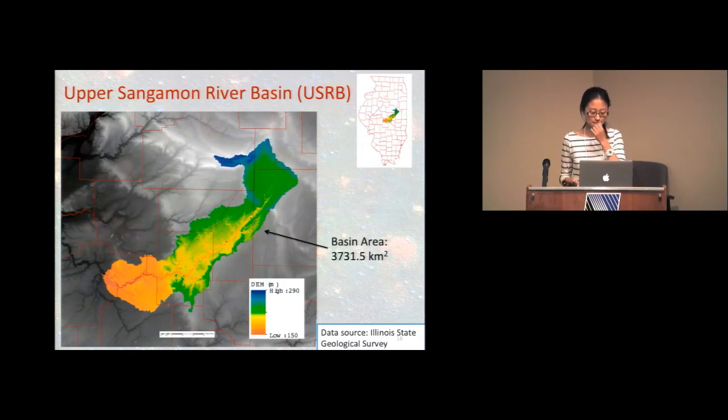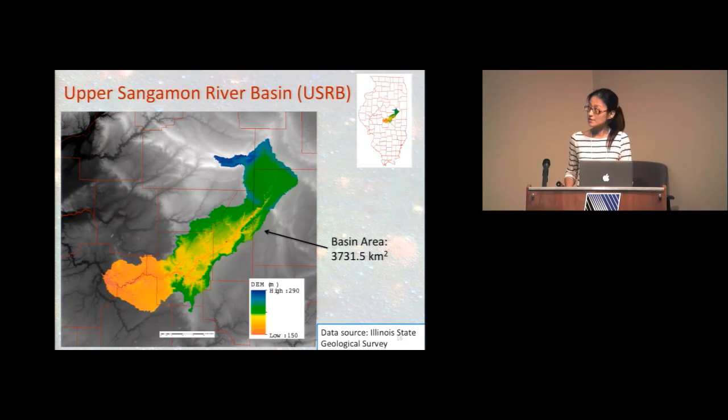This is my study area. We chose the Upper Sacramento River Basin as a study zone. It's in the middle of Illinois state. And because of the specific geomorphology features, we decided to use LiDAR data.